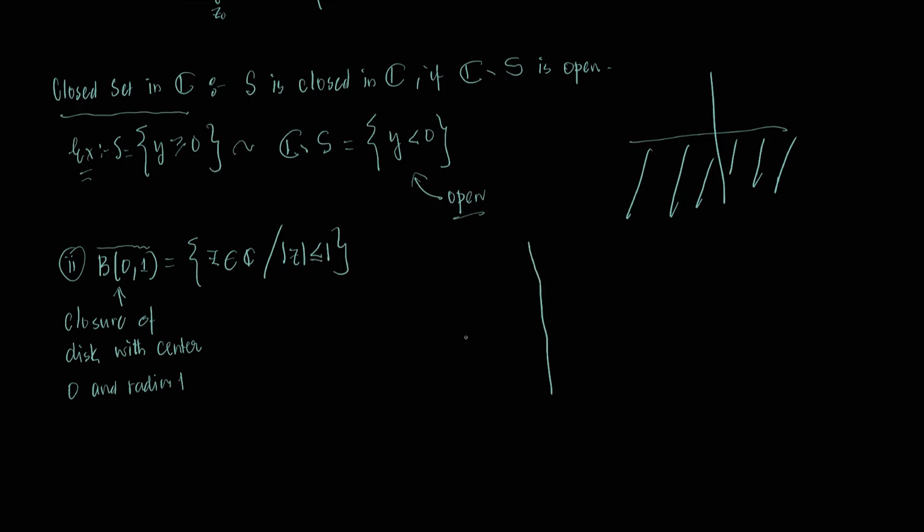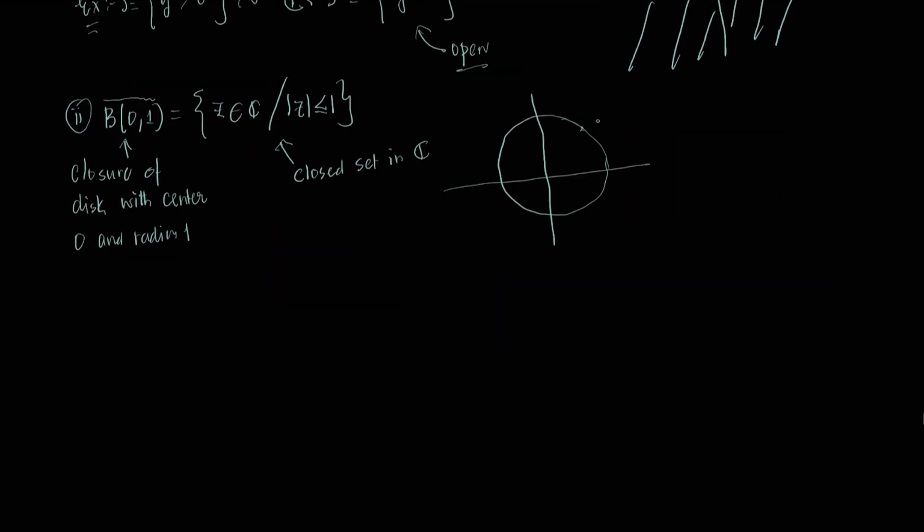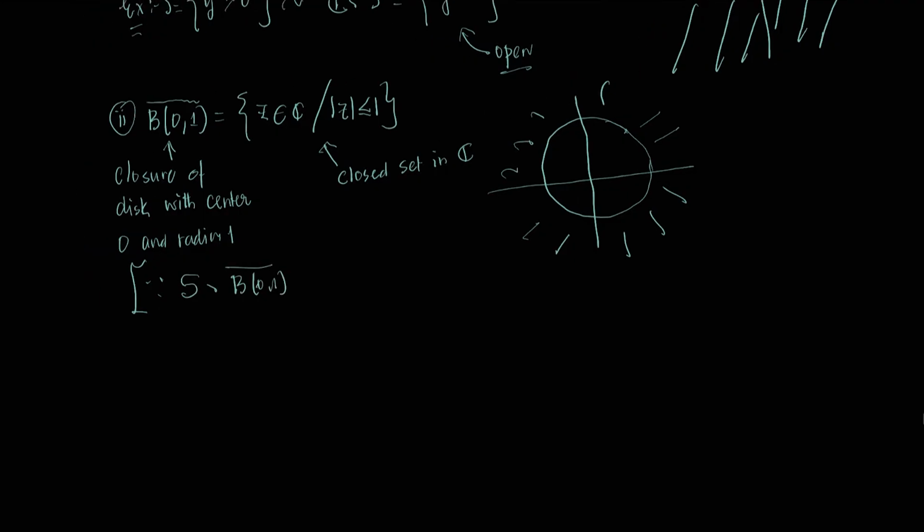So what do I mean by this? Earlier we were only looking at the inside of this. Now we are looking at the inside along with the boundary. So all the boundary points are also included. Clear? So in this case, this is a closed set in C. Why is that? Because if you look at the complement of it, the complement of it is this. So what is the complement of it? C minus the closure of B(0,1). So what is it?